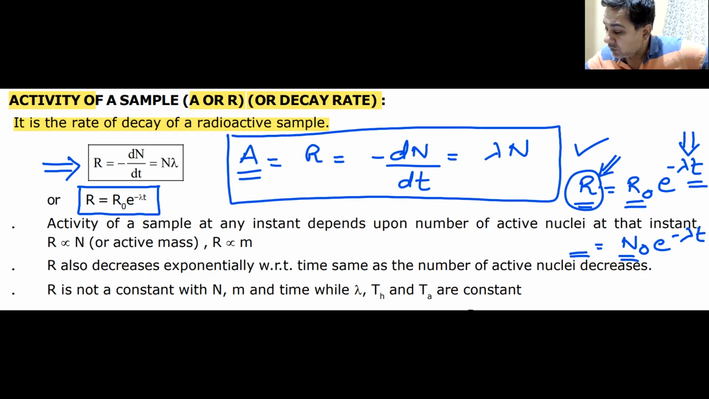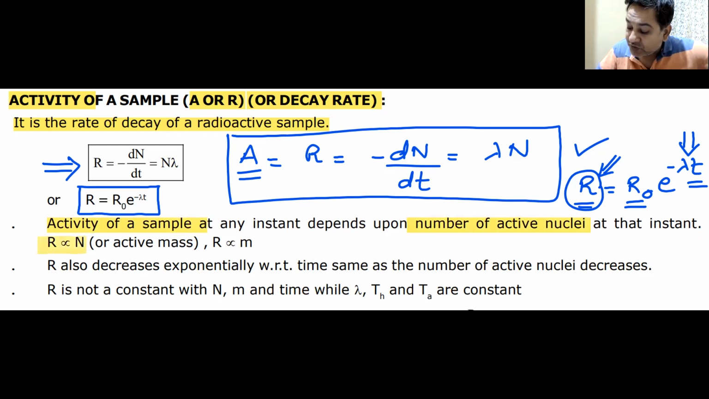Okay, sir. So I'll just rub this formula from here, and then we can understand how this activity depends on, and this is what you will write. Activity of a sample at any instant depends on the number of active nuclei, or R is proportional to N. Do you see this here or not?